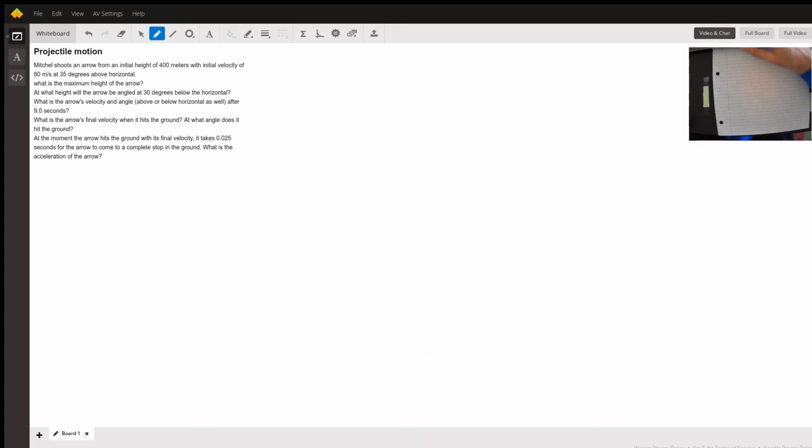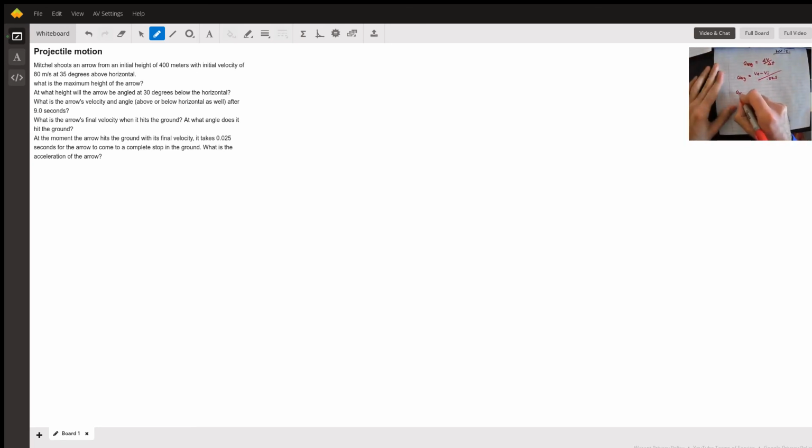So I can use the equation A average equals delta V over delta T. I know what my delta V is and I know what my delta T is, so I could easily find A average. For my delta V, I found out that it was 119.24 meters per second. So that's going to be V final minus V initial over delta T. And I know my delta T is 0.025 seconds because it's given in the problem.